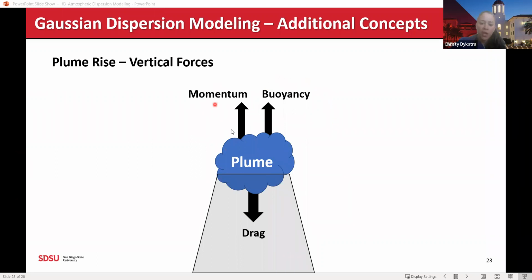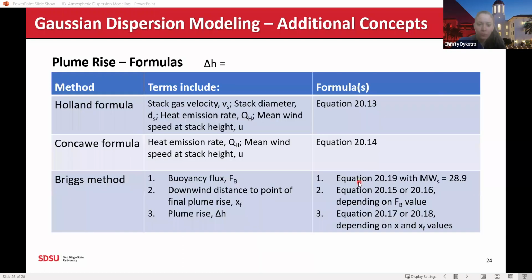Eventually our buoyancy forces change, and it gets to a point where the sum of our momentum and buoyancy equals the drag force. And in that case, now we have the sum of forces equals 0. And that's why our plume center line eventually levels out horizontally. Until it levels out horizontally, we have more upward forces, but then eventually they become equal to the drag force, and we get that leveling of the plume rise.